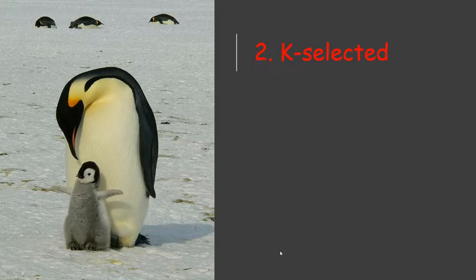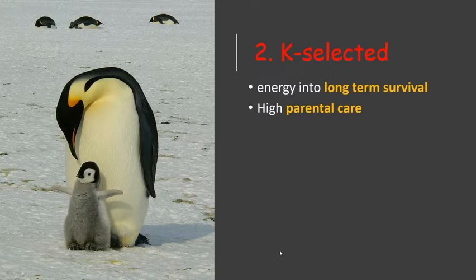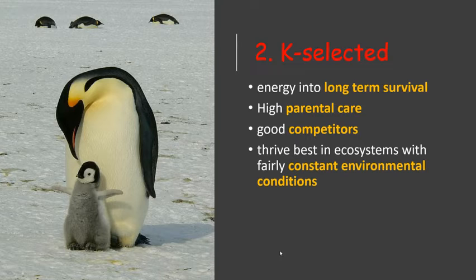The other type of species is a K-selected species. These species differ from R-selected because their energy is put into long-term survival rather than reproduction. They give high amounts of parental care. For example, emperor penguins sit on eggs until they hatch, and even once the animals have hatched, the parents take care of the little penguins. They are good competitors, and they tend to get resources over less competitive species such as R-selected species.